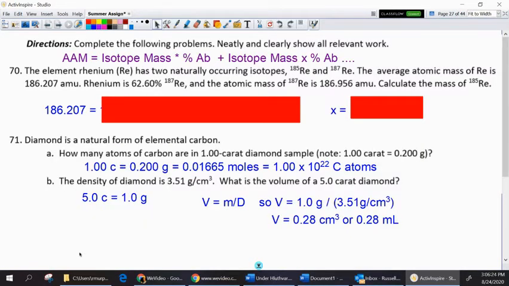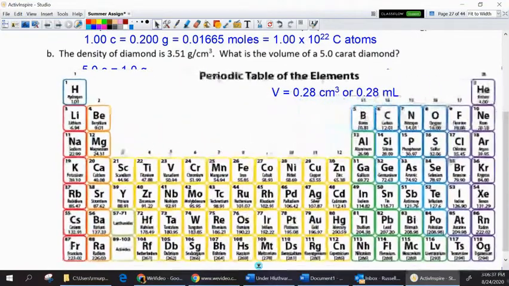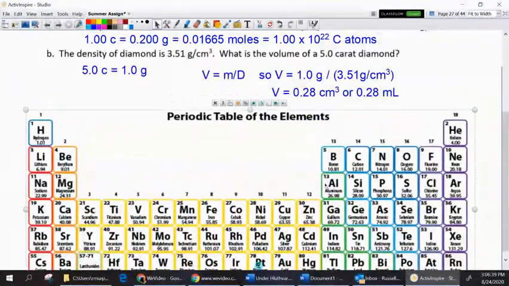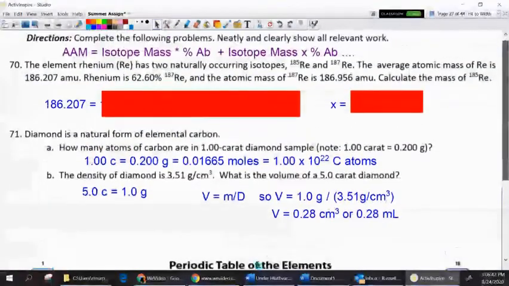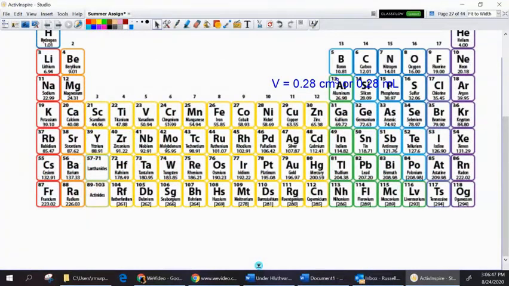Number 70, we have an average atomic mass question. The average atomic mass formula looks kind of like this. You see it a bunch of different ways. The average atomic mass that you find on the periodic table, each element has an average atomic mass on it. This is rhenium. Where is rhenium? That's rhodium. Weird, I don't see rhenium. Oh, rhenium, I think, is down in the inner transition metals. Oh, there it is. 186.21.